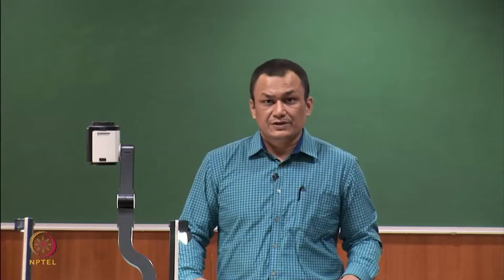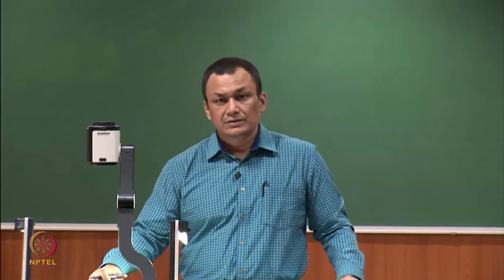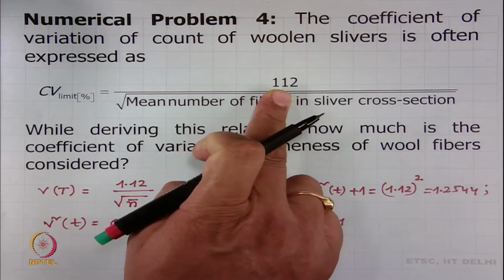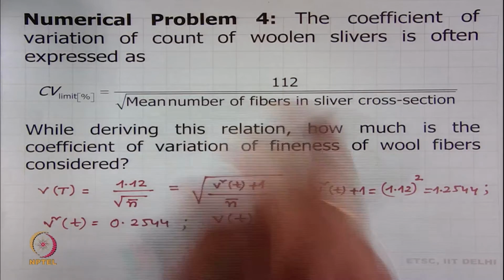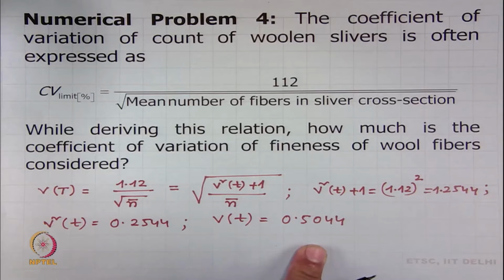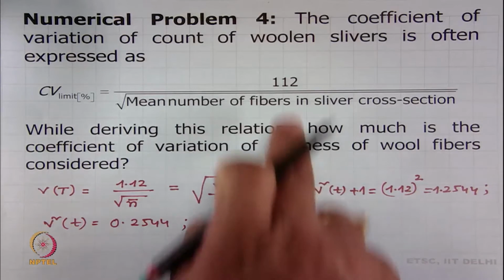Also we have observed that this expression is frequently used for all woolen sliver, which is not correct, because this expression is valid only when wool fiber has a mass CV of around 50%. If this number changes, then this number will change.